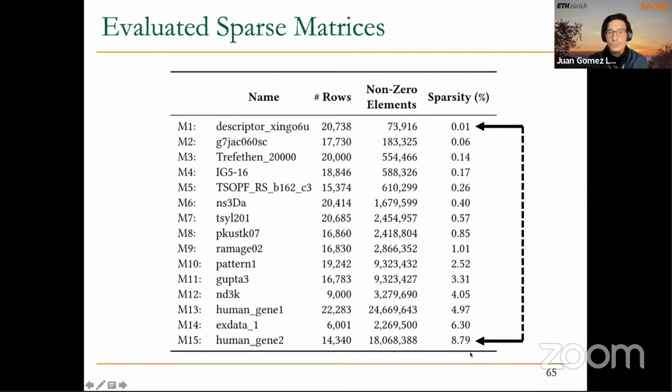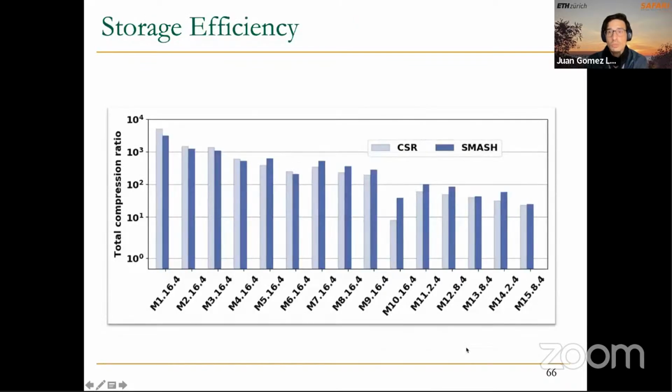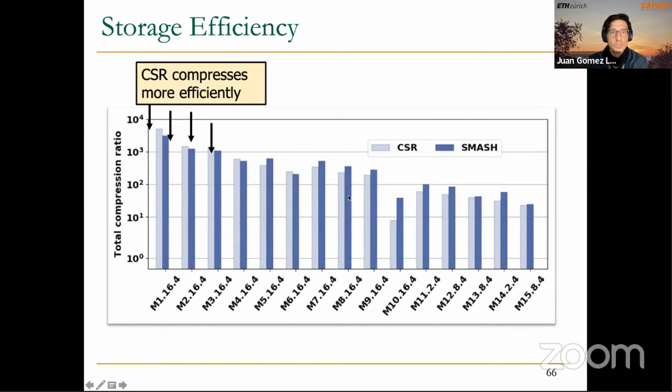But yeah, this one, for example, 8.79% of the elements are non-zeros. And if we compare the storage efficiency of CSR and SMASH, what we see is that for the most sparse matrices, CSR is more efficient, but for the rest of them, SMASH is more efficient.